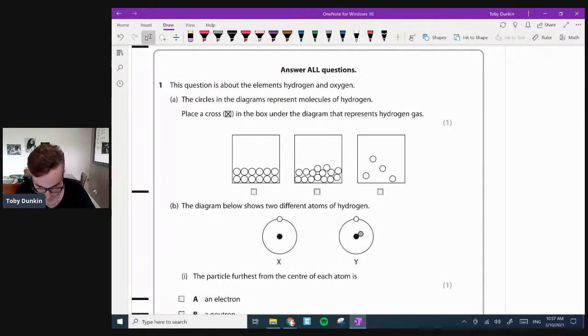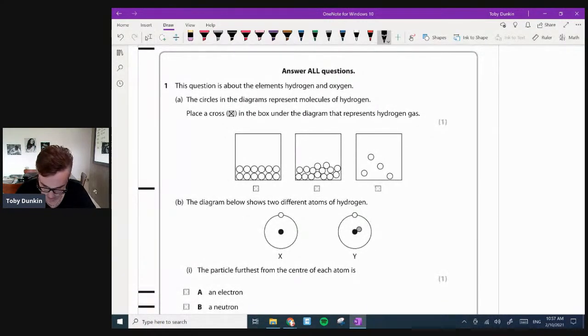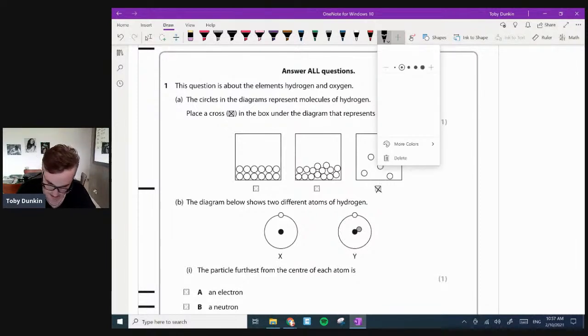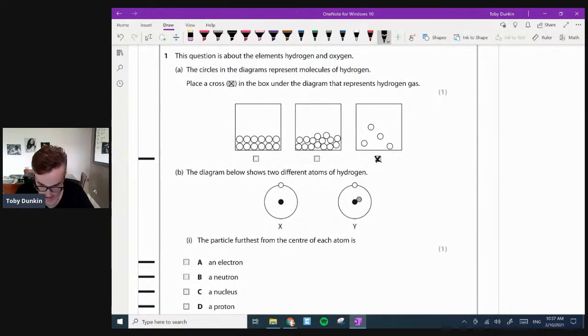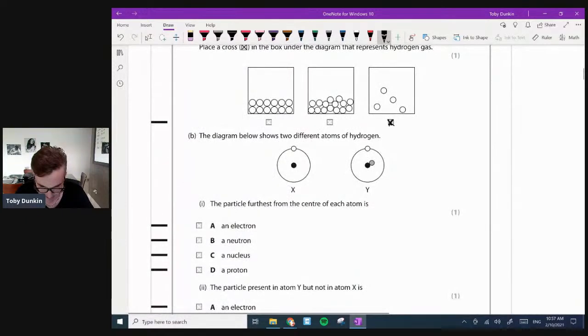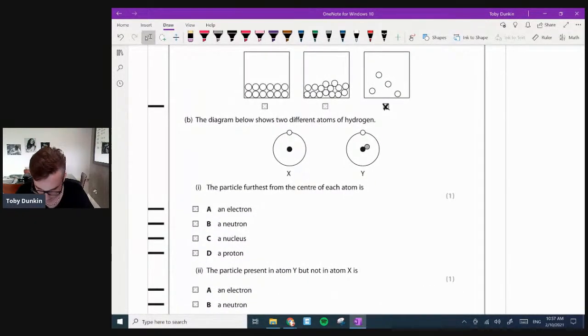So, question number 1 about the elements hydrogen and oxygen. Circle the diagram that represents molecules of hydrogen. Place a cross in the box of the diagram that represents hydrogen gas. Well, none of them do because it's complete garbage, but let's just stick with that. It's rather irritating. We know that hydrogen goes around diatomically, and those are not diatomics, but I'll forgive them in this particular instance.